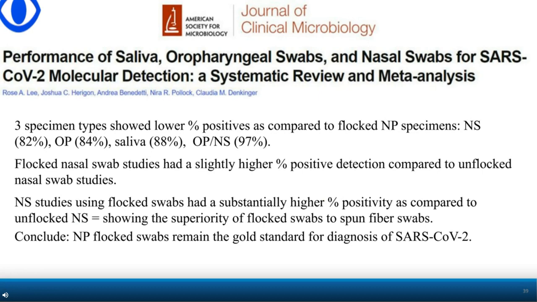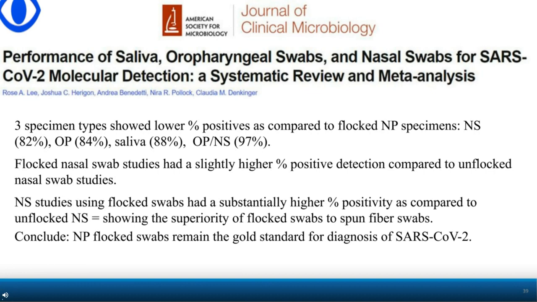Now, the 3 specimen types that were studied all showed lower positivity rates as compared to the nasopharyngeal specimens. The nasal swabs were at about 82% sensitivity, the throat or oropharyngeal swabs at 84% sensitivity, and saliva at 88% sensitivity. The combination of the throat swab and the nasal swab came closer to the sensitivity of the nasopharyngeal collection, with a performance of 97% sensitivity.